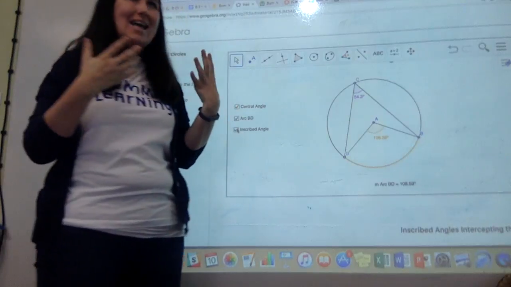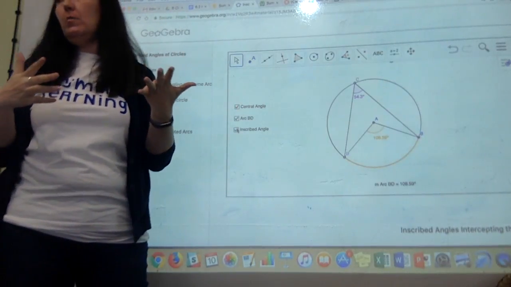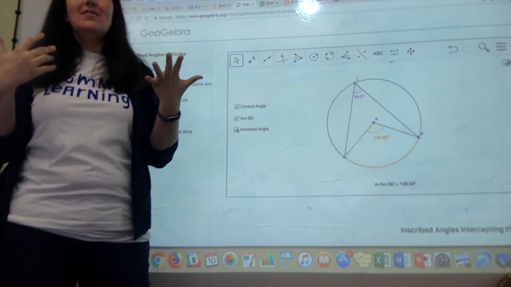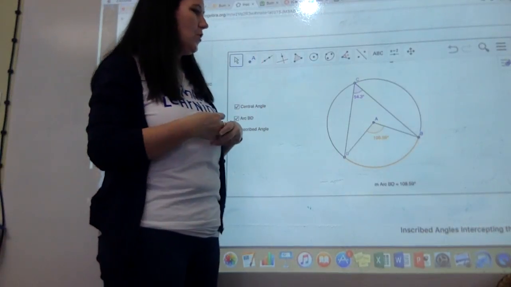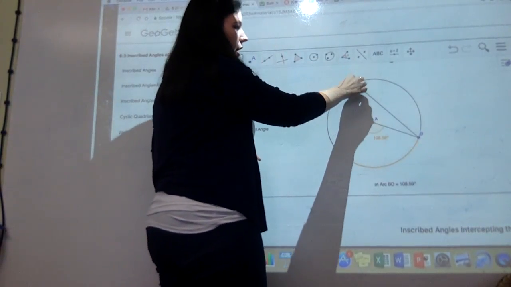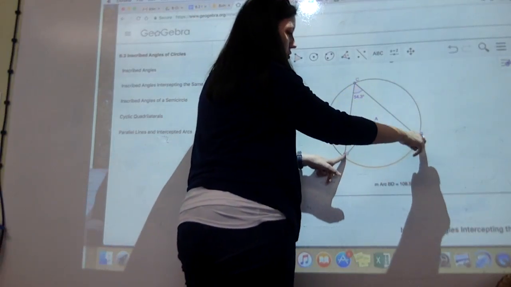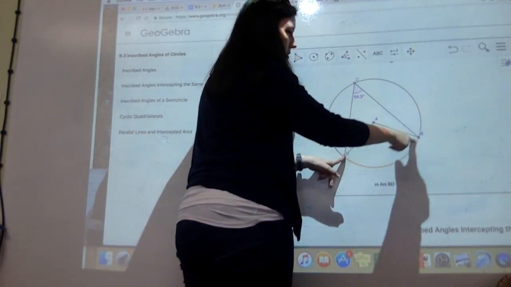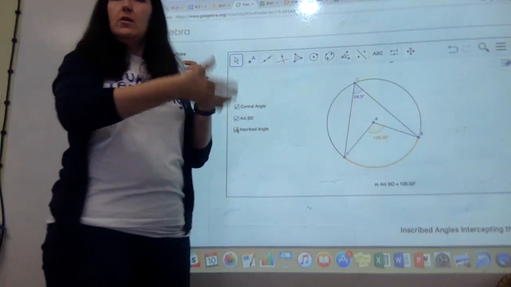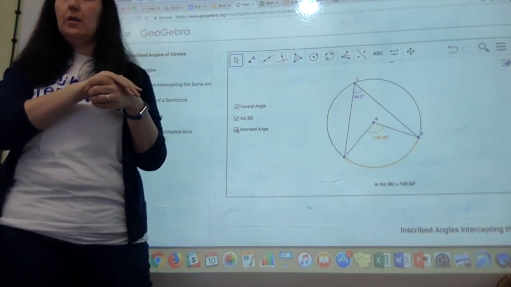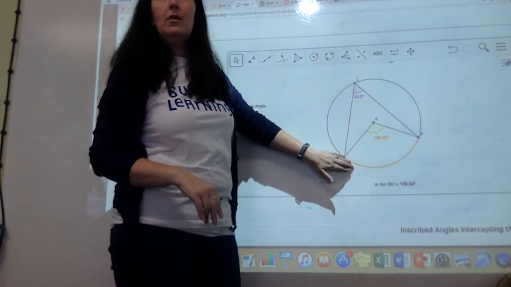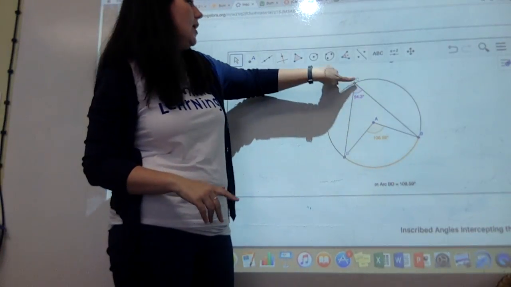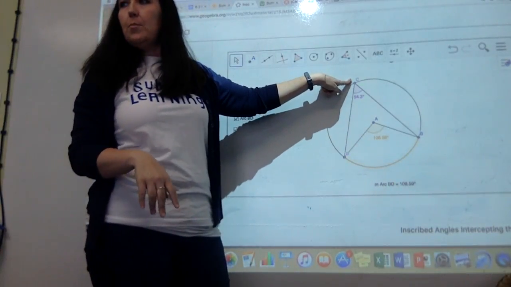I always call this the ice cream cone phenomenon, right? It kind of looks like a snow cone. The inscribed angle is like the cone, and then the arc it creates is like the snow cone or the ice cream scoop on the top, right? And so there's always more ice cream at the top than at the tip.